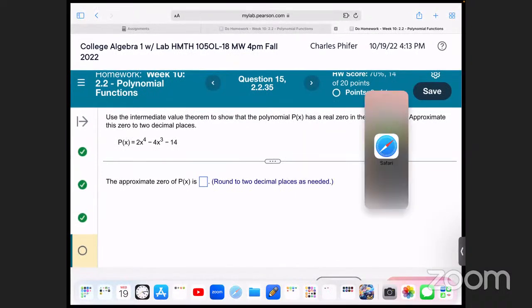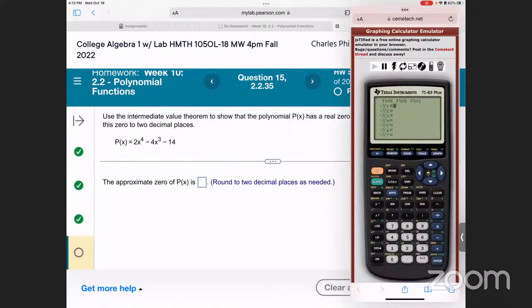We're going to do a table of values, right? So if I go to my y equals and put in this polynomial, I have 2x to the power 4 minus 4x to the power 3, minus 14.